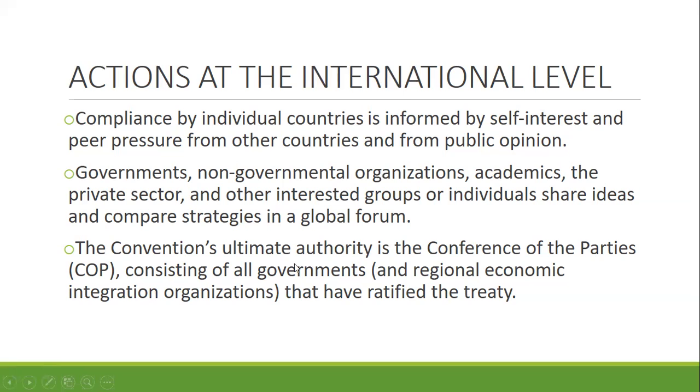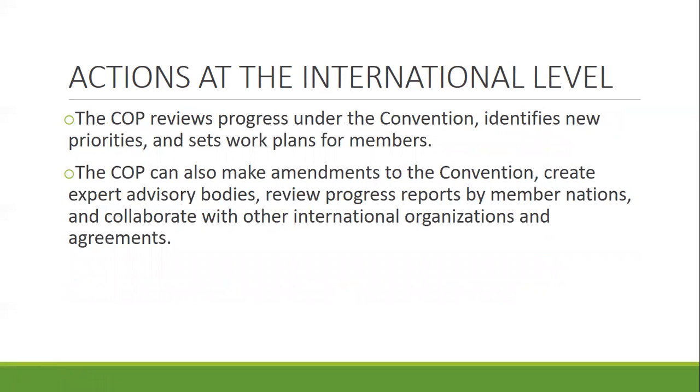So the convention's ultimate authority, so this would be like the governance over the convention, is the Conference of the Parties, COP. And this Conference of the Parties consists of all governments and regional economic integration organizations, so economic blocs. So governments and economic blocs that have ratified the treaty. All right, so that's the ultimate authority. So the COP reviews the progress, so that'll be global progress under the convention, and it identifies new priorities and sets work plans for the members, the member states and member economic blocs.